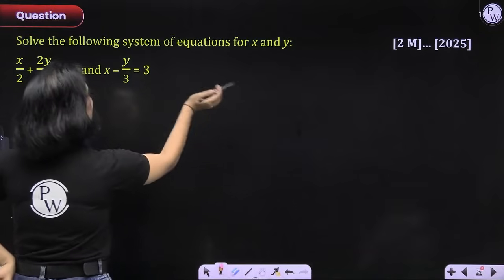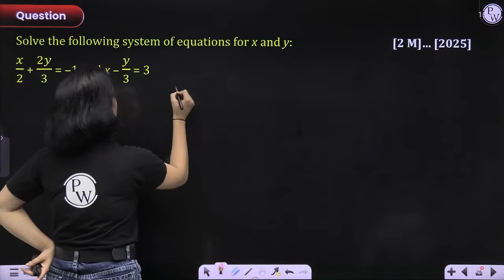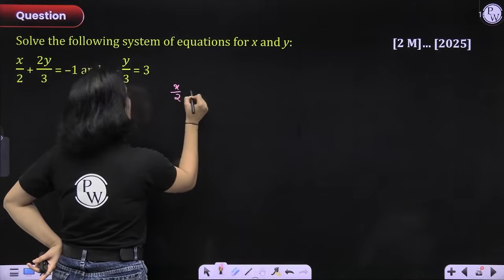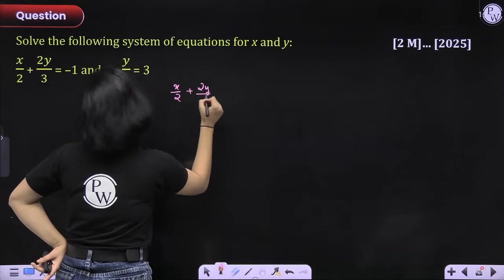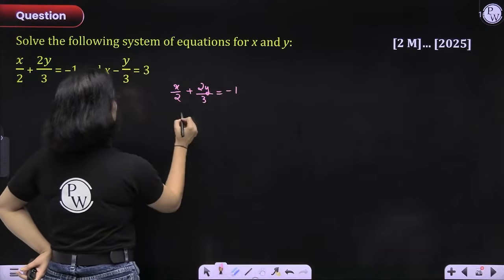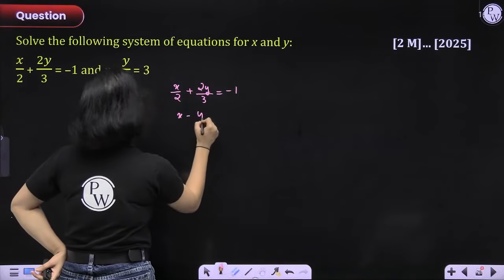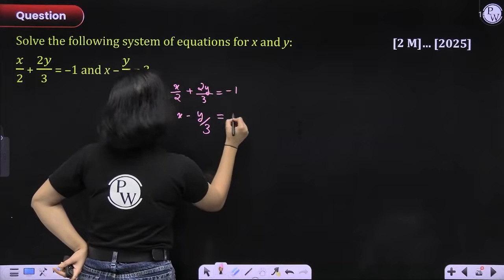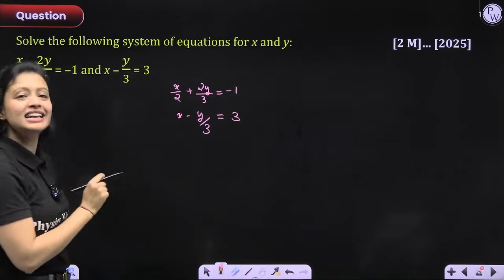So we have to solve this. First of all, let me write both the equations. x by 2 plus 2y by 3 is equal to negative 1, right? Next we have x minus y by 3 is equal to 3. Now make sure that you are writing down the equations correctly.